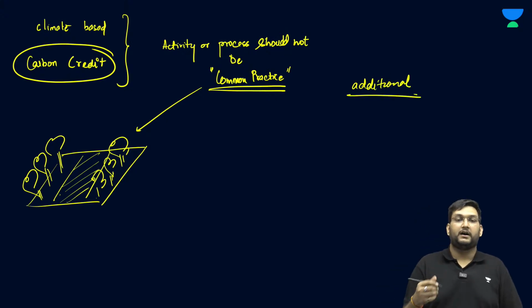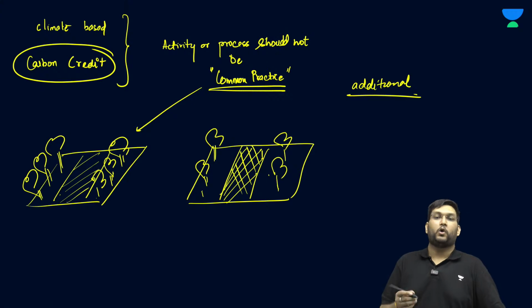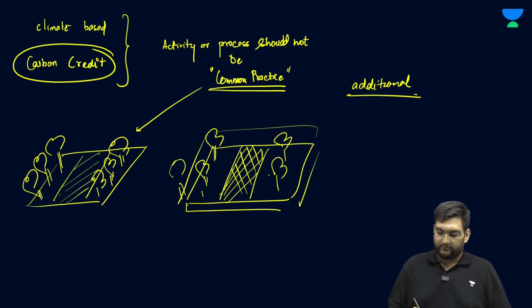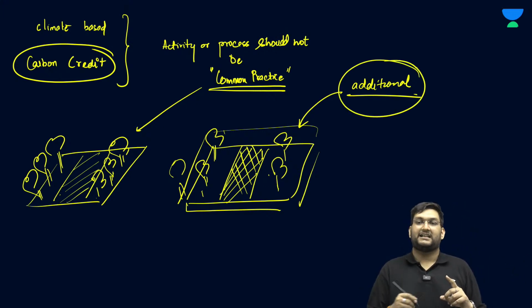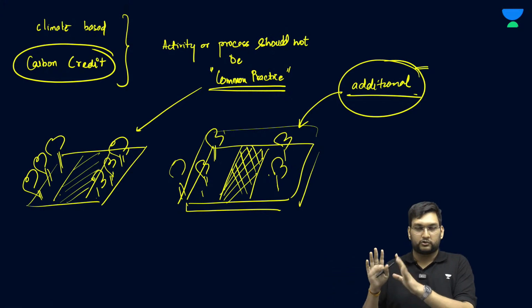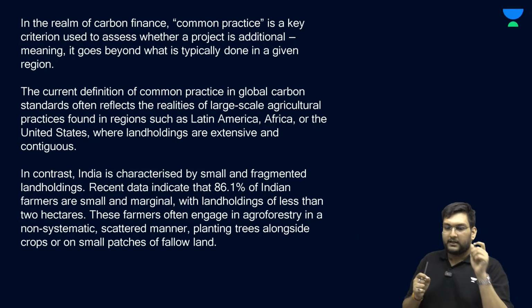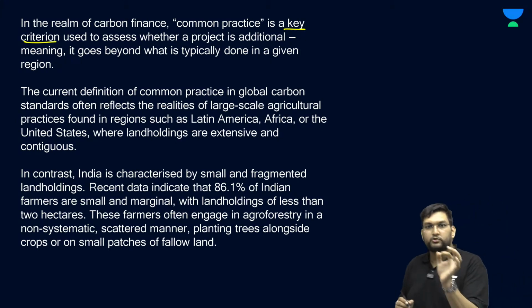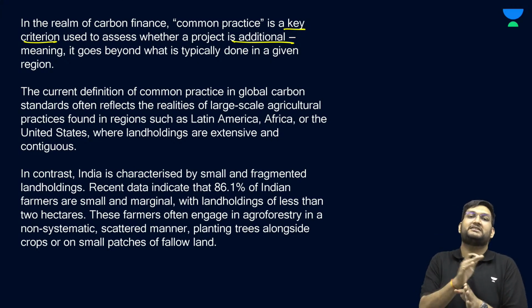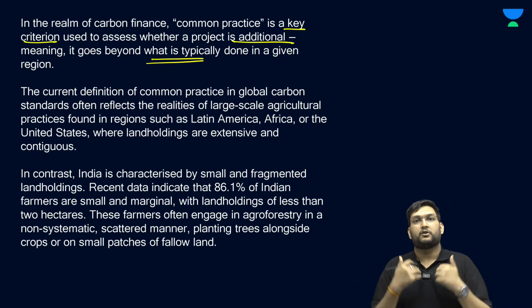Now, for example, if a farmer was following this pattern of having trees and the wheat crop in the middle, however, he also starts to line his land with forests, then that is an additional concept. It is other than the common practice, and therefore, for this additional aspect, he may get carbon credit. So, anything which you do other than common practice is considered eligible for carbon credit. And this is where the concept of climate finance has created a problem for India. So, common practice is a key criterion used to assess if a project is additional to what is typically done in that region. If something is typically done, it will not give you the carbon credit in the carbon finance concept itself.